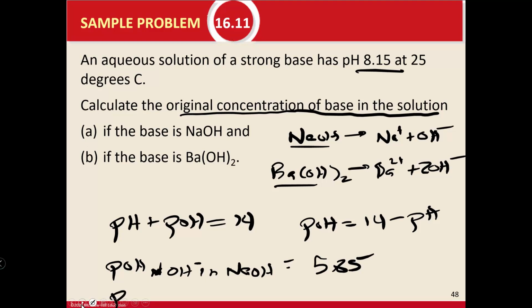The pOH of barium hydroxide is the same thing, 5.85. So they both have the same pOH. Now you know how to convert that to the hydroxide ion concentration. Go like this: hydroxide ion concentration equals 10 raised to the negative pOH. I'm running out of room, so we'll stop right there, but you know how to do that. We're putting it all together and doing a real problem.